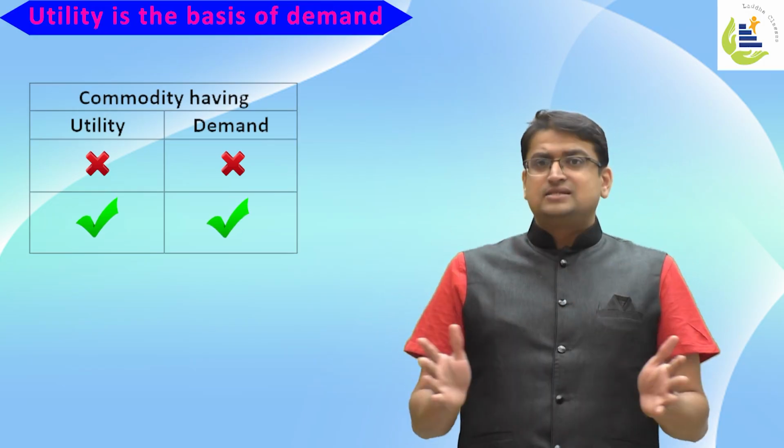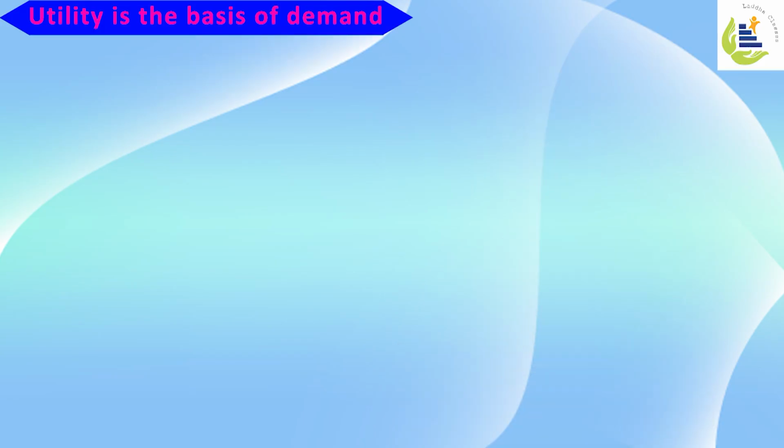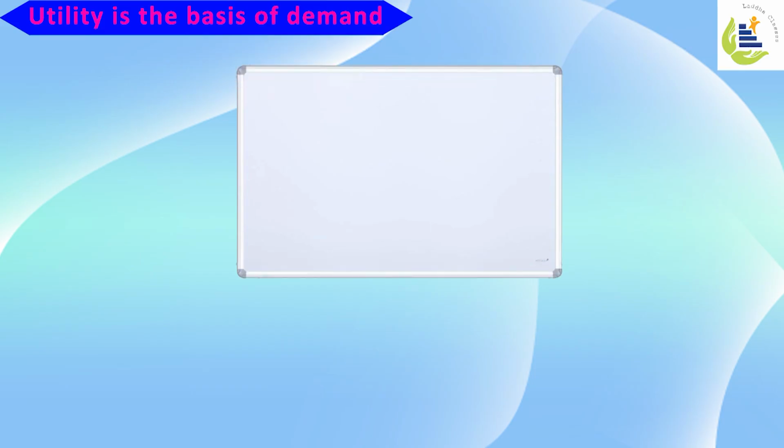I'll give you a few examples to explain this. Let us take an example. Nowadays, I teach on a whiteboard. So, my utility for chalk is nil. I don't see a need or want for chalk, so I will not demand chalk.